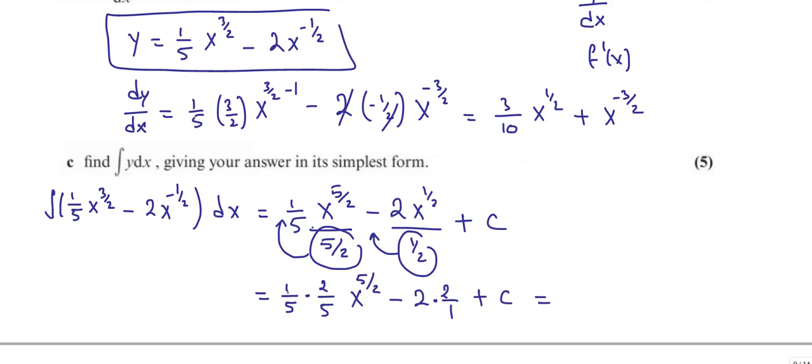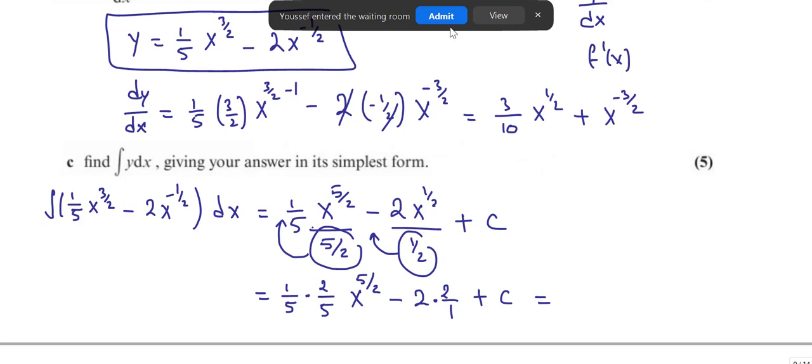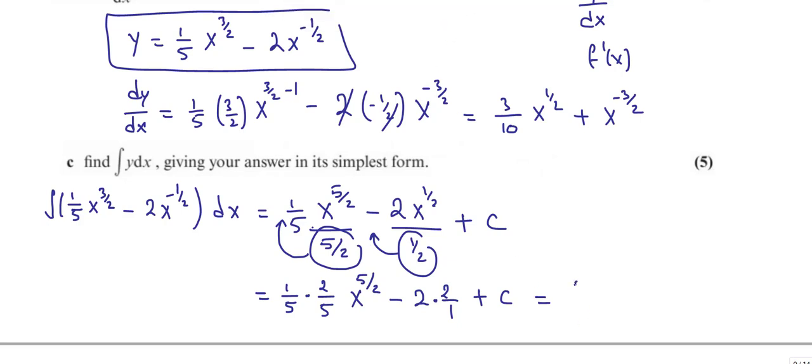This is actually simple. 1 over 5 times 2 over 5, that is 1/5 times 2/5, would be 2 over 10. x to the 5 over 2 minus 4, and there is x here, plus c.